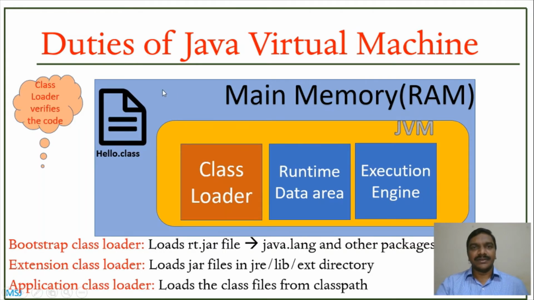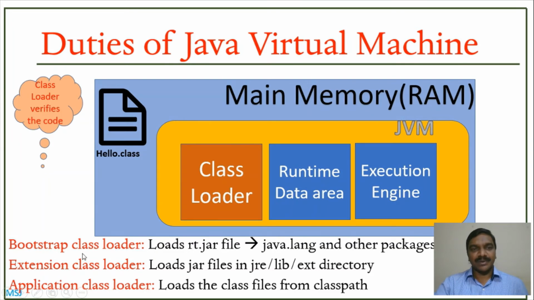Here, first we consider the class loader, then we will see runtime data area, and finally execution engine. The class loader is a very important component where it loads the .class file into the main memory. Remember, if a computer executes anything, I mean the program, it must be first loaded into the main memory. Now here it has three components.